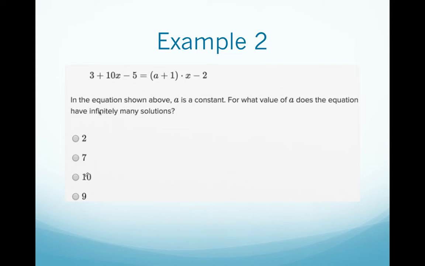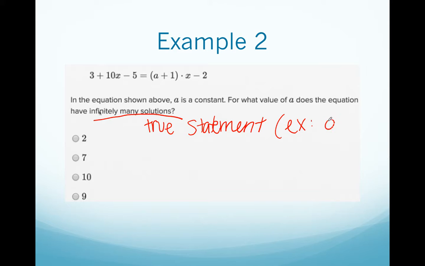Here's an example where we are solving an equation. This one's a little trickier because we are looking for what value of A makes the equation have infinitely many solutions. So if we think about equations and inequalities that have infinitely many solutions, this means that we must end up with a true statement when all of our variables disappear.